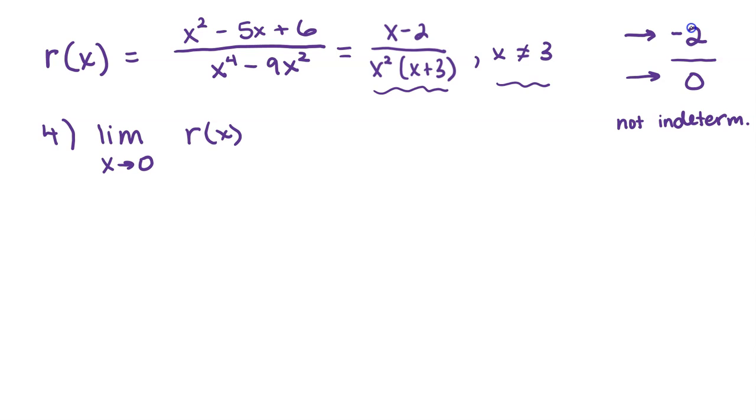So when we're approaching a non-zero number in the numerator and a 0 in the denominator, we can have any of three situations.